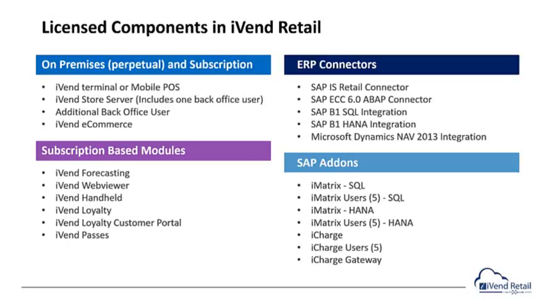And then finally, we have SAP Business One Addons, which are available only on perpetual licensing: iMatrix for SQL, iMatrix 5-user pack for SQL, iMatrix HANA, iMatrix 5-user pack for HANA, iCharge 5-user pack, and an additional gateway. So these are, broadly speaking and very hurriedly, the complete licensed components.